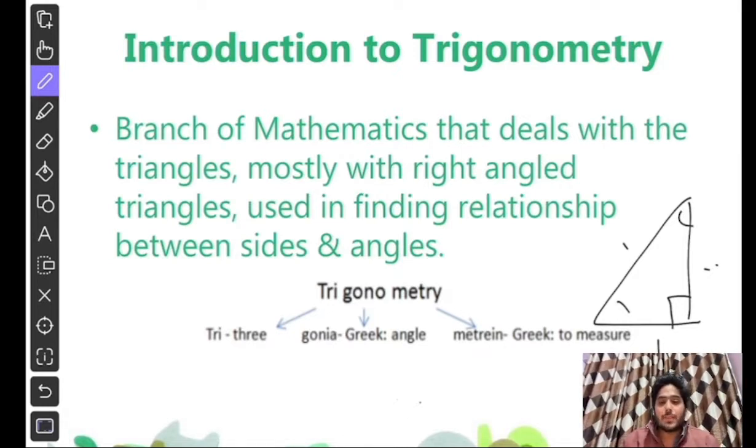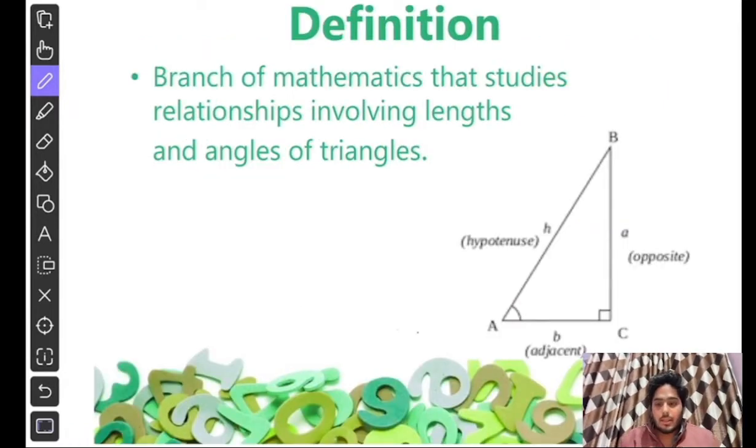Now, if we split the word trigonometry, then we get tri, which means three. Gonia is a Greek word which means angle, and metry is also a Greek word which means measure. Now, the definition of trigonometry: trigonometry is the branch of mathematics that studies relationships involving lengths and angles of triangles. These are the lengths and these are the sides, and we need to find out about these angles.